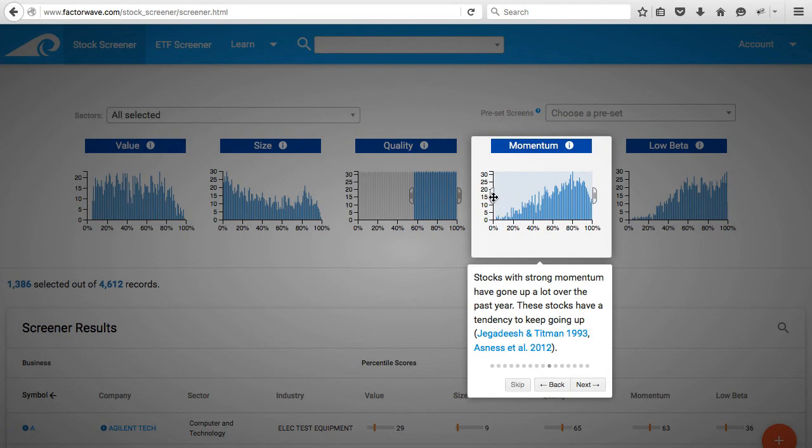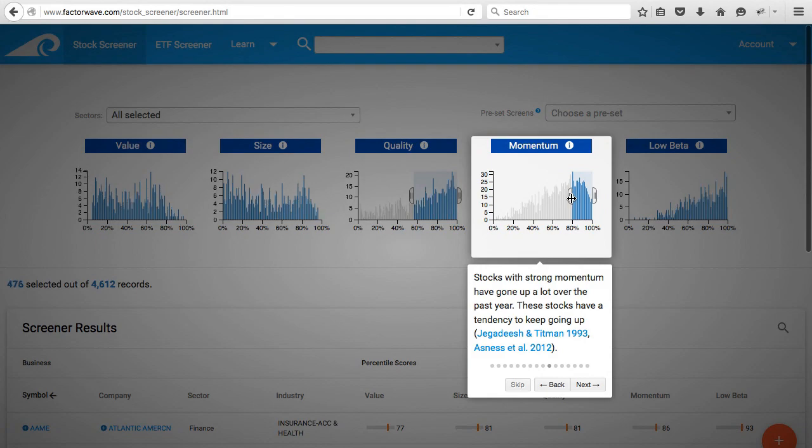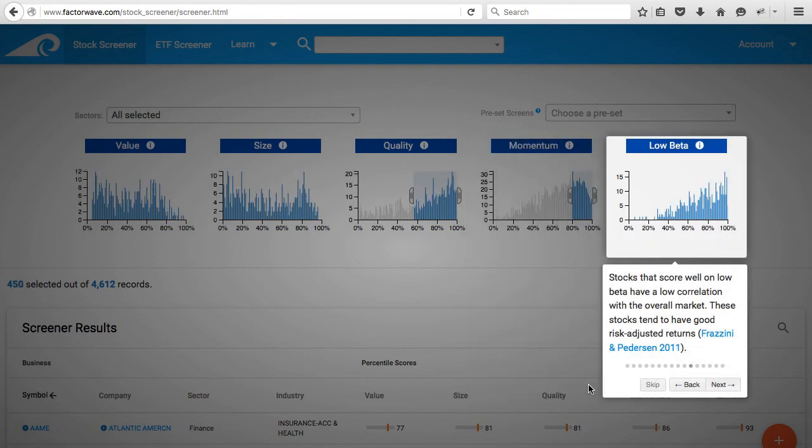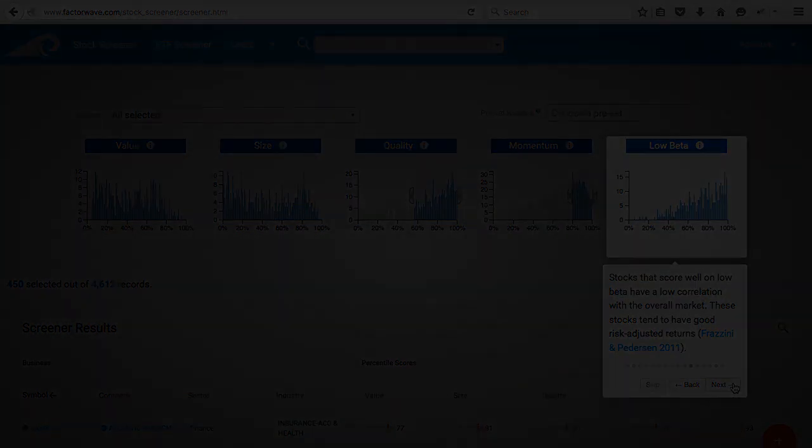Momentum means a stock has good price performance relative to the rest of the market. So for example, a stock that scored above the 80th percentile in momentum means its price has outperformed 80% of the stock market. Low beta stocks are ones that have a low correlation to the overall market. These have been shown to outperform.